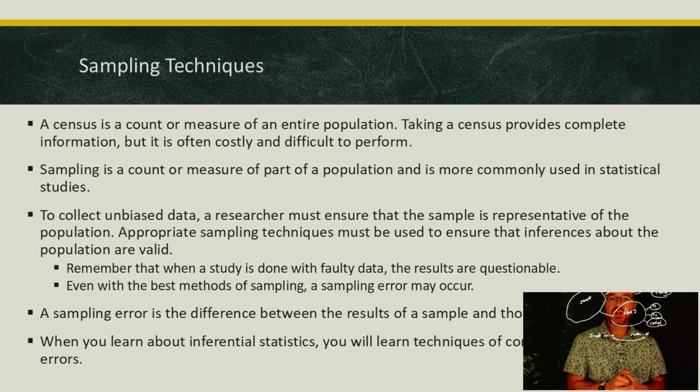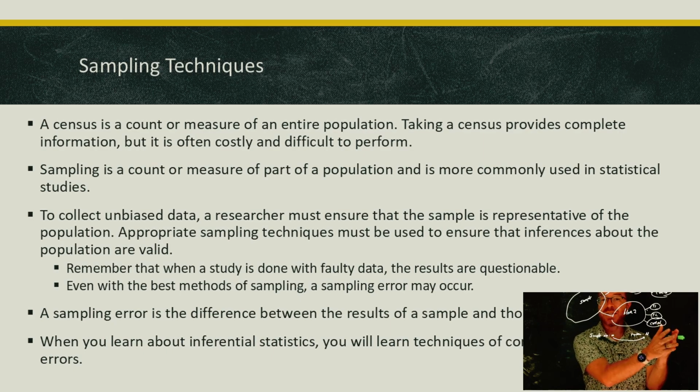So if I take the average GPA of all USF students, then I know what the average GPA is. It's the true average GPA because every USF student was taken into account. Now, sampling is a count or measure of part of our population, which is more commonly used in statistical studies. Remember, when we get some information about that sample, we call it a statistic. The field is called statistics because that's what we focus on, those subgroups of the population that we're actually studying.